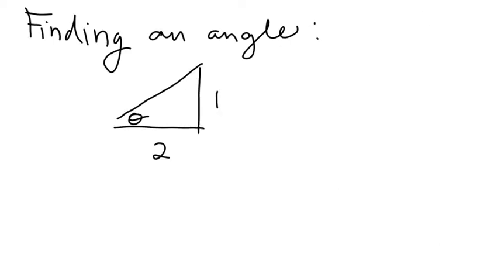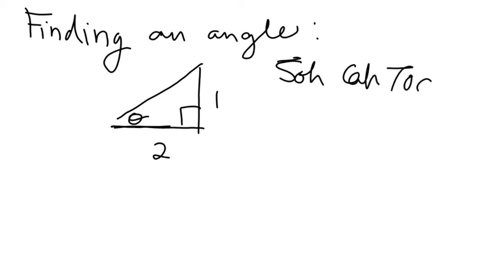Alright, so say we want to find an angle. In this example here, we have two sides. We have one which is the opposite and two which is the adjacent because it's right next to this angle, but we don't know what our angle theta is. We still go to Sohcahtoa, and here it looks like we have one which is the opposite and two which is adjacent.